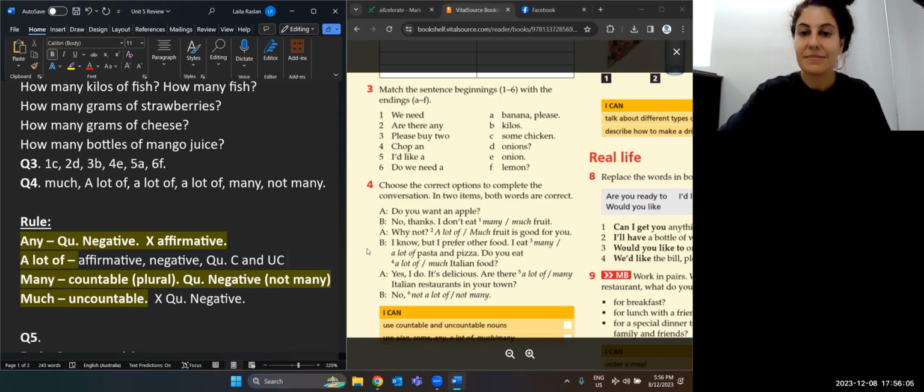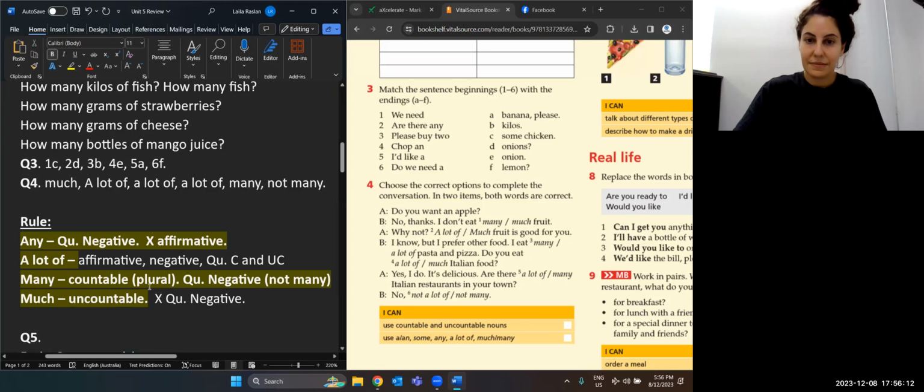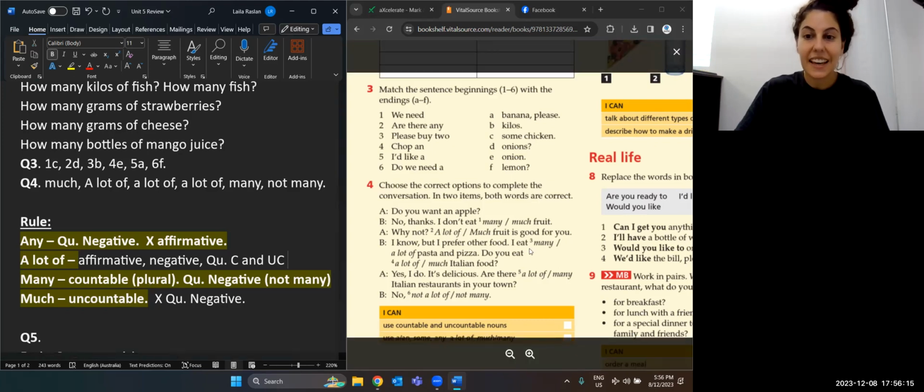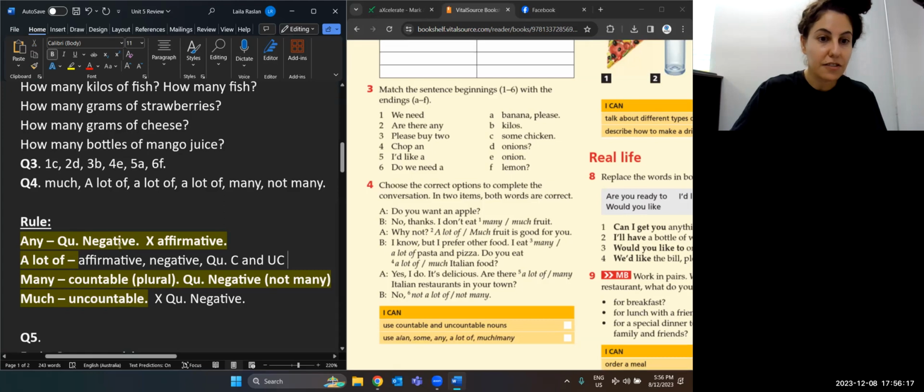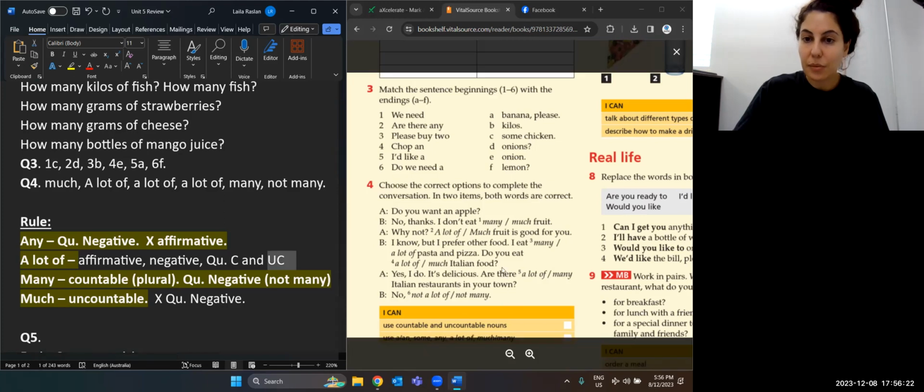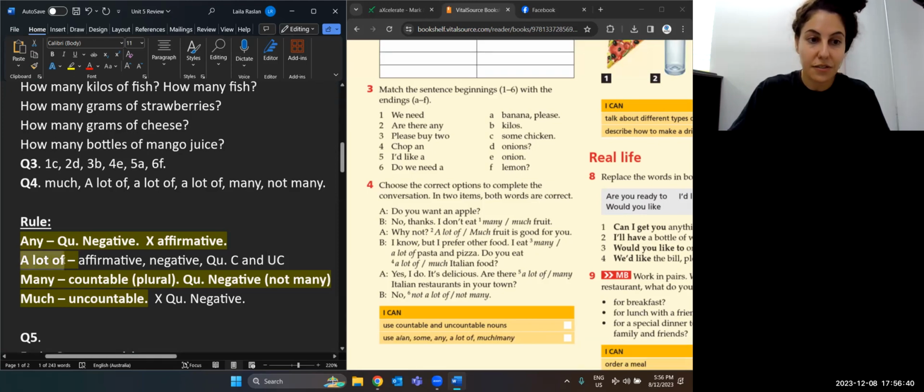I know, but I prefer other food. I eat a lot of pasta and pizza. Yes, so again, I eat a lot of because it's used with uncountable. So we know pizza and pasta are uncountable because we need to say 2 packets of pasta, 3 packets of pasta, 4 packets of pasta, or 1 slice of pizza, 2 slices of pizza, 3 slices of pizza. They are uncountable nouns. So we need to use a lot of.